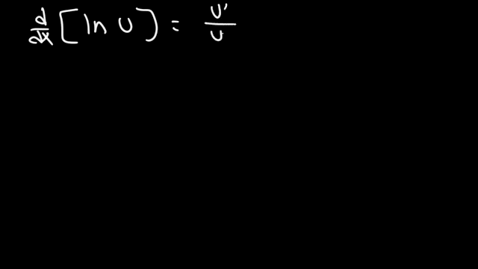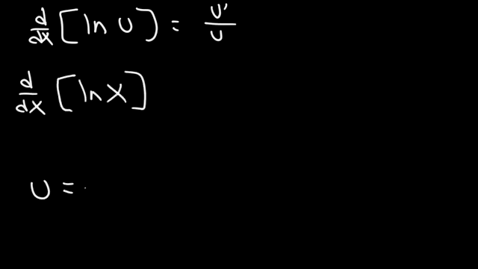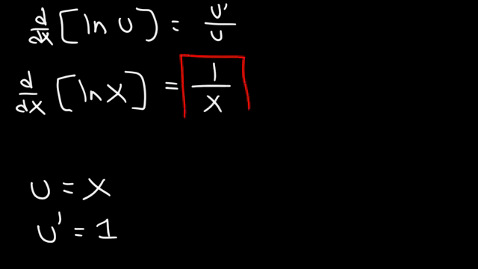Next, let's talk about finding the derivative of logarithmic functions, particularly the natural log function. The derivative of ln u, where u is once again a function of x, is u prime divided by u. So let's say we want to find the derivative of ln x. In this case, u is x, and u prime, the derivative of x, is 1. So u prime is 1, u is x, so the answer is just 1 over x.